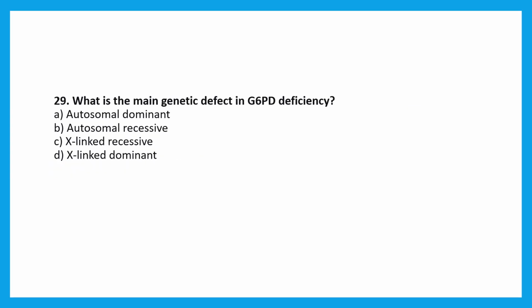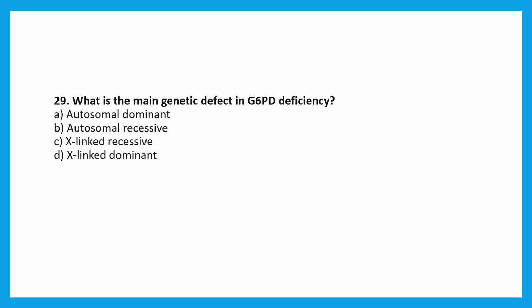Question number 29. What is the main genetic defect in G6PD deficiency? A, autosomal dominant. B, autosomal recessive. C, X-linked recessive. And D, X-linked dominant. Which one do you think is the best answer here?